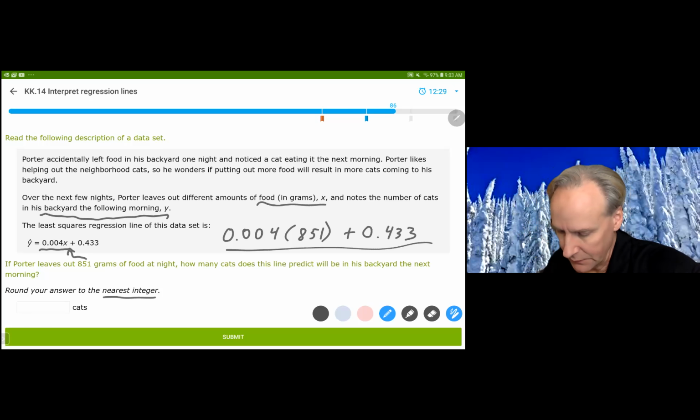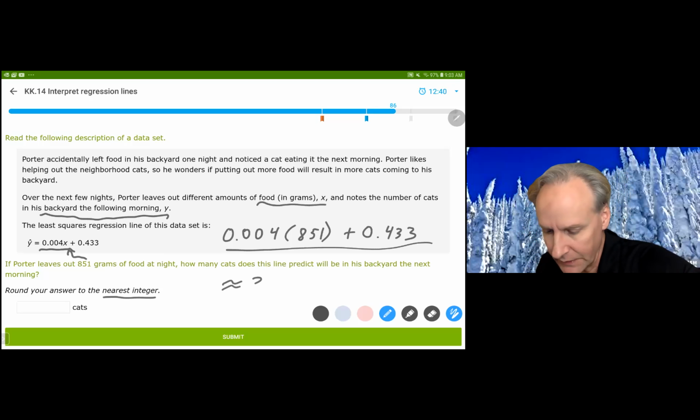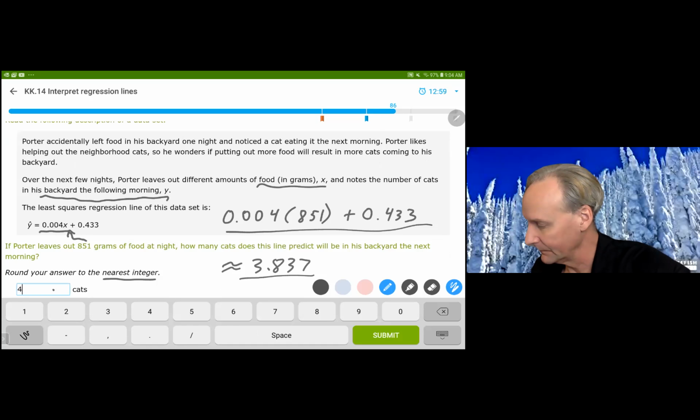0.004 times 851 plus 0.433, and we get approximately 3.837 cats. Now, hopefully you don't find 0.8 cat in the morning because that would indicate a little problem. You can imagine what happened there. Anyway, we're going to round this up to about 4 cats. So if he leaves out about 1.5 pounds of food, he expects to see 4 cats in the morning.